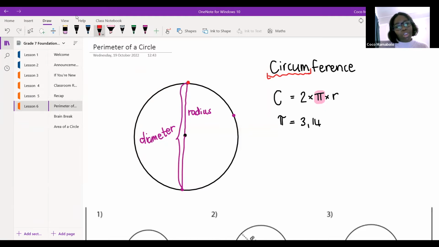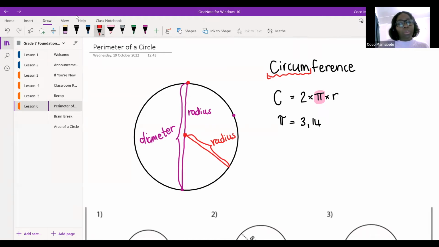Tyler says, ma'am, can you please explain what a radius is? Okay, a radius is the length, Tyler. If I start at the center of my circle and I draw a line to the outside of my circle, to the circumference, this length here, that length there, we call that a radius. I hope that makes sense. Now, if I start from one side of my circle to the other side of my circle, but I go through the middle, that is my diameter. All right, excellent, Tyler.